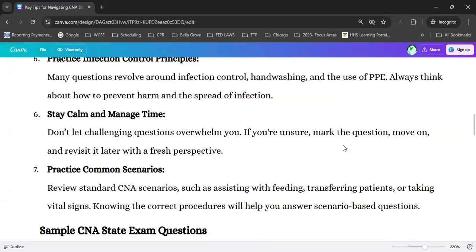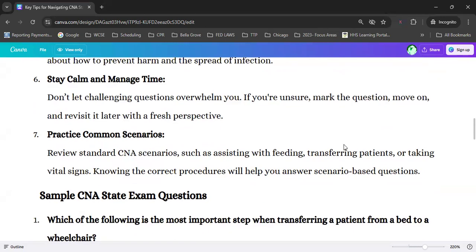Number 6, stay calm, manage your time, pace yourself. Remember, you honestly have more time than you need, so just take your time. Don't focus on the time to the point that you're freaking out in the test. Take deep breaths, ground yourself. If breaks are allowed, at times it's good to take one, based on the policy of the testing center. Don't let challenging questions overwhelm you. If you're unsure and you are able to, mark that question, move on, and come back to it. Just remember to know if this is possible when you're taking the test.